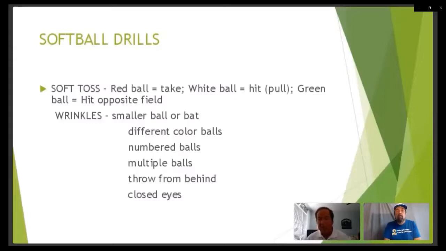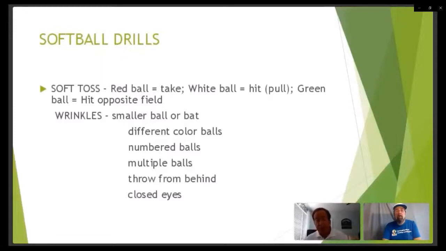One of them is to take the ball itself and make it a different color, and you can simply do a soft toss from the side. When the ball is in front of that hitter, if the ball is red, they're told to take it, leave it alone. If the ball is white, you want them to pull the ball. If the ball is green, they need to hit it to the opposite field. Just an idea of what you can do. Use a color on a ball and have the color mean something, and ask the hitter to do with their bat what they're being told to do based on what the color means.